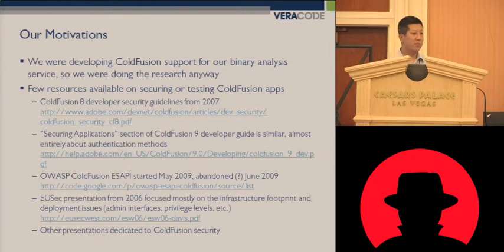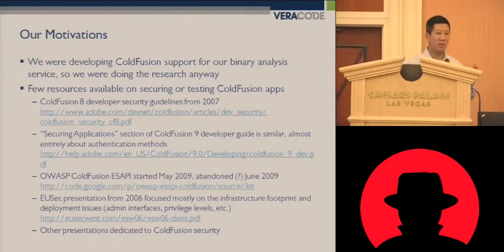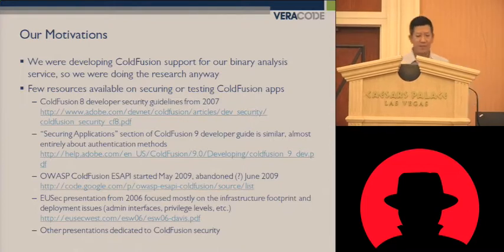But when we looked at it, it was mostly information on security features, authentication, kind of best practices, and here's how to use these different features, but very little information on common mistakes that people make or pitfalls to watch out for, or comparisons between good code and bad code. Similarly, there's a securing applications section in the ColdFusion 9 developer guide, which is over 1,000 pages, but it's about the same information. There was an OWASP project started for ColdFusion in May 2009, and it had a few check-ins, and then it got abandoned. So there wasn't really anything to take from there.